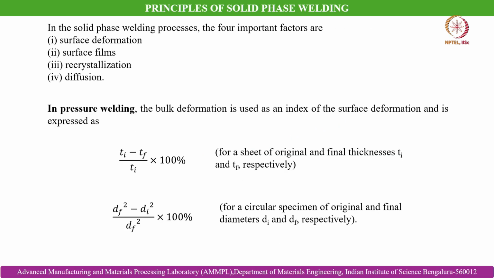In the solid phase welding processes, the four important factors are surface deformation, surface films, recrystallization and diffusion. These are the four primary mechanisms which govern solid state or solid phase welding processes. In pressure welding, the bulk deformation is used as an index of the surface deformation and is expressed as (T I minus T F) by T I into 100%, where T I and T F are the initial and final thicknesses. For circular specimens it is defined using the initial and final diameters, that is, (D F square minus D I square) by D F square into 100. They can be expressed like this for circular specimens and for sheet specimens.